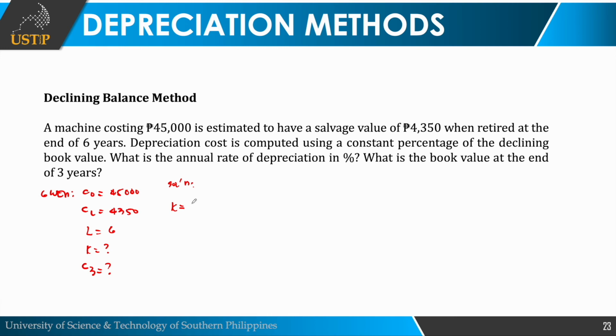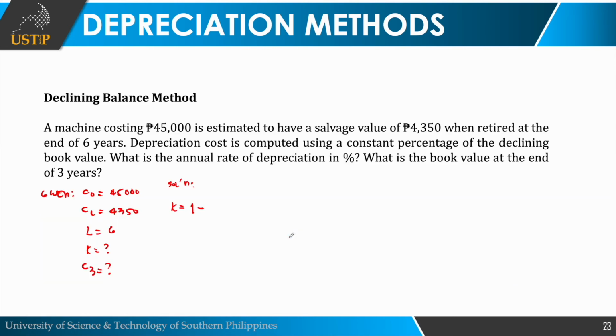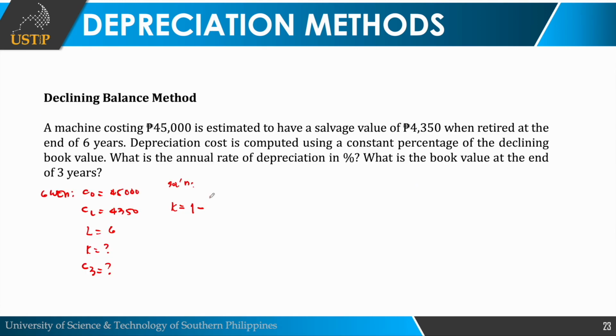If you can recall from the previous slides, we have K that is equal to 1 minus the nth root, or the Lth root. We are given n, that is 3 years, but we don't have C sub n. But the other form is also equal, and we will use this one because we are given the L and the C sub L and C sub O. So it's more convenient. That is the Lth root of C sub L over C sub O.